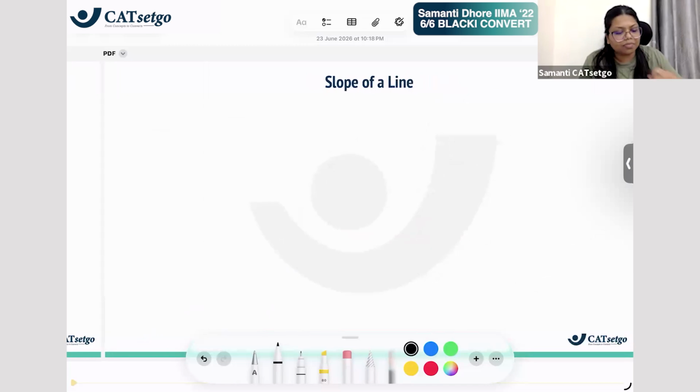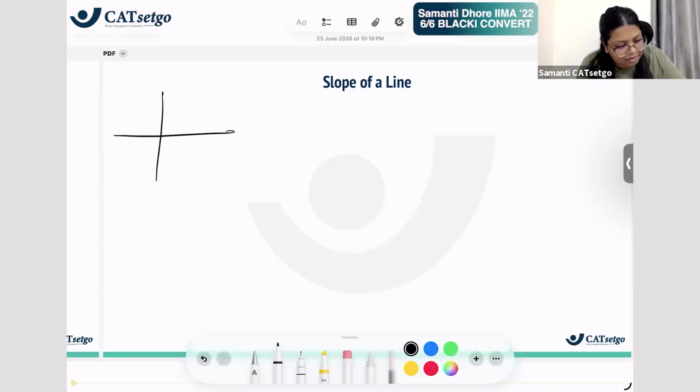Now every line has something we call a slope. What is a slope? Let's say I take x and y axis, right? And I plot a line like this, right? So this is a slope, like a slide, right? Now the slope has a value. How do you find the value of slope? Simply by taking some section. Let's say this is the section we have taken.